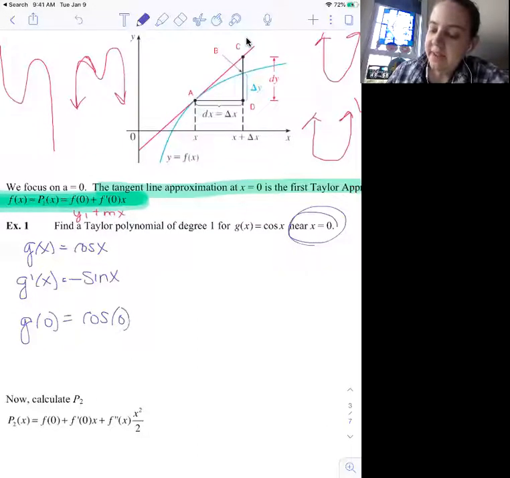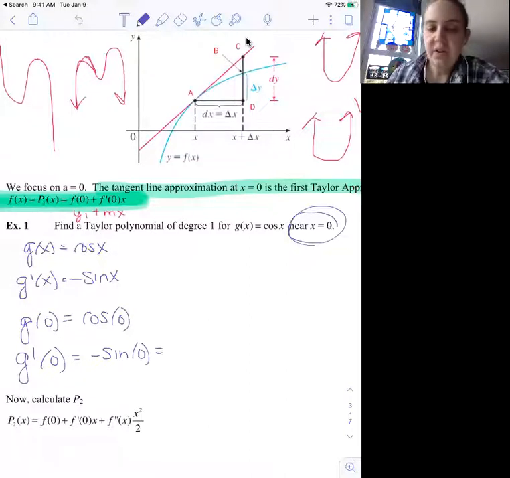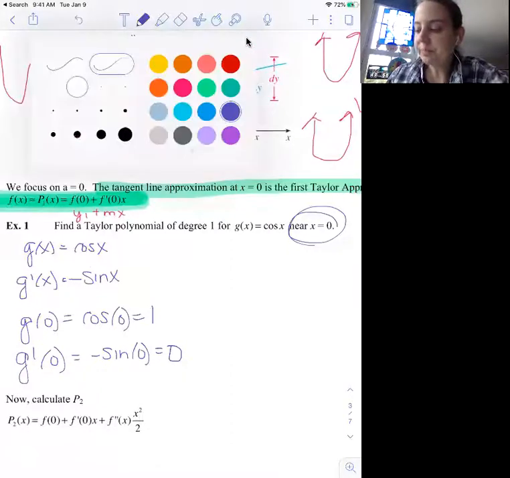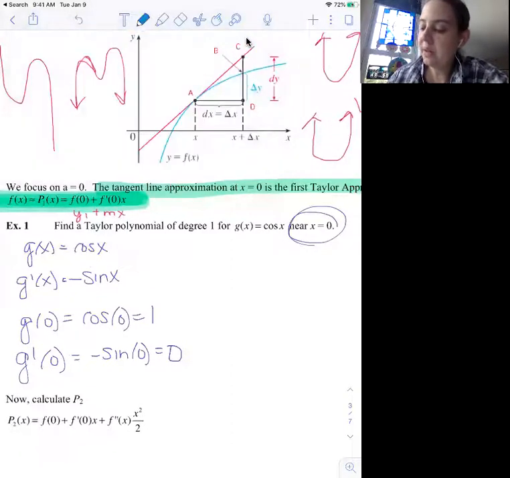And you also want to find g prime of 0, which is negative sine of 0. So think back to your unit circle. Cosine of 0 is equal to 1. Negative sine of 0 is equal to 0. So this is all your side work. So you want to keep that nice and neat and tidy somewhere. And then you have to put it into the formula.